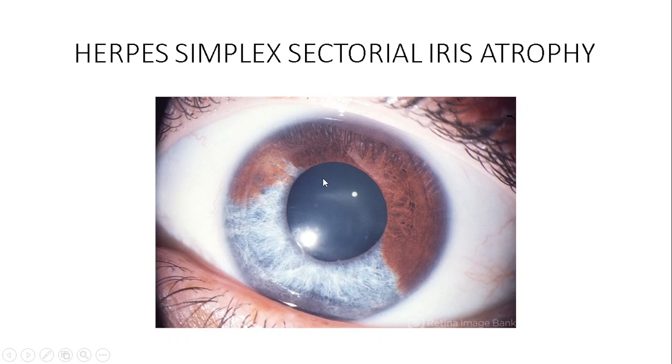Now, let's give you another example here. You can realize that this particular picture of iris atrophy just affects one sector of the iris. So when you see that, the major etiology here is herpes simplex iris atrophy.